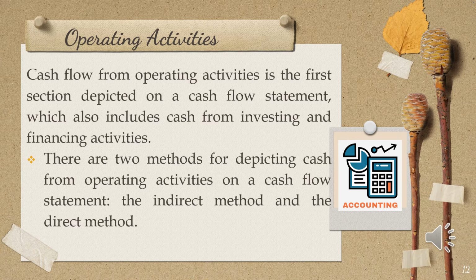Cash flow from operating activities is the first section depicted on a cash flow statement, which also includes cash from investing and financing activities. There are two methods for depicting cash from operating activities on a cash flow statement, the indirect method and the direct method. I-report po ito mamaya ng isa sa mga kagroup ko.